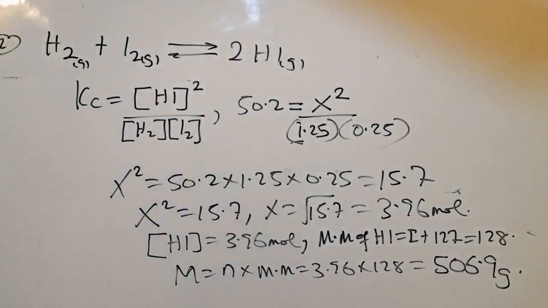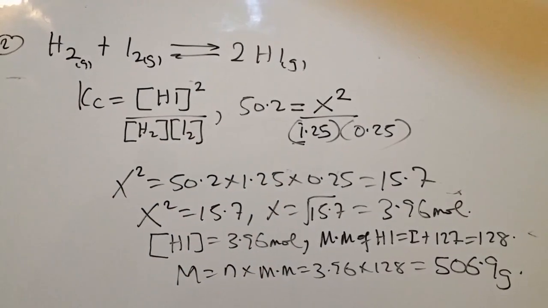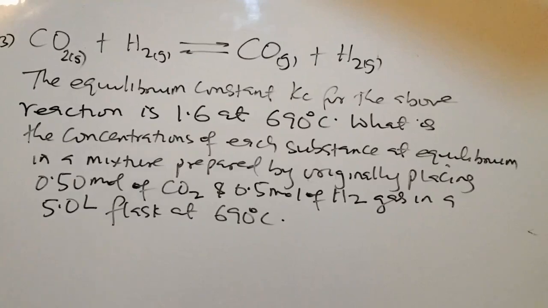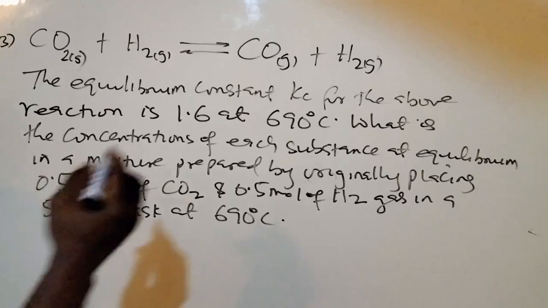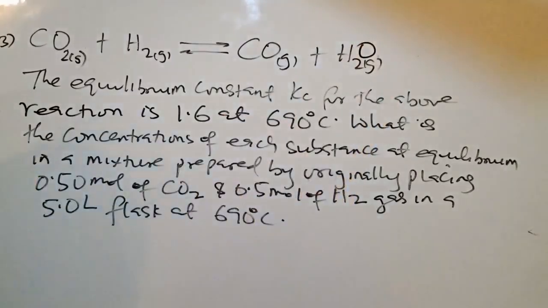506.9 grams. We're going to take more examples still on calculation of concentration from equilibrium constant. So let's look at this problem on the board. The reaction between carbon 4 oxide, CO2, plus hydrogen, giving us carbon 2 oxide, CO, and steam, H2O, on the other side. Let's correct it on the other side.